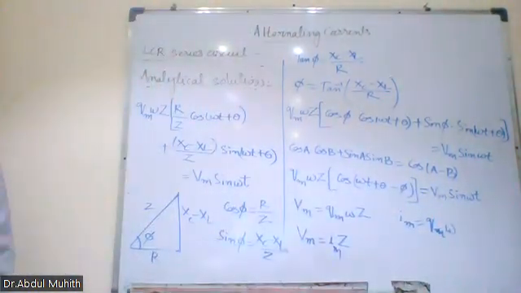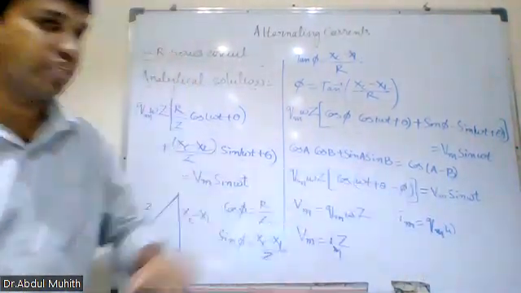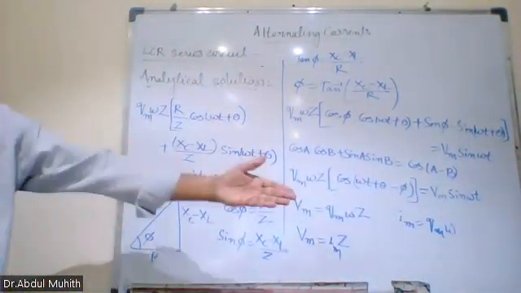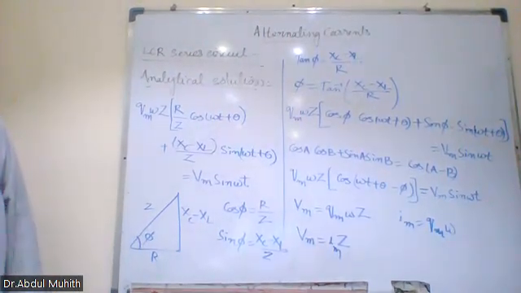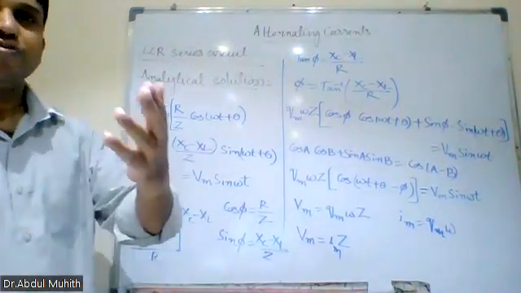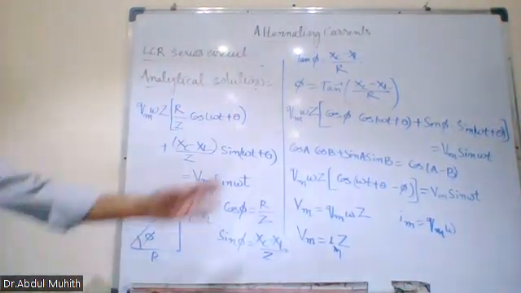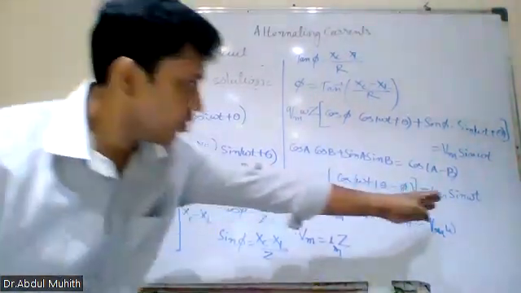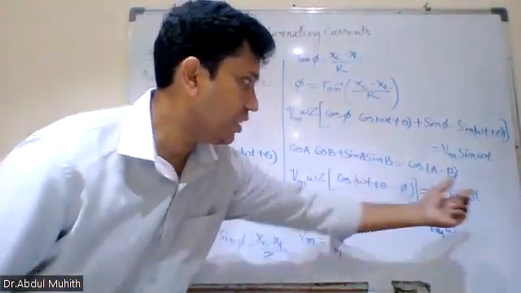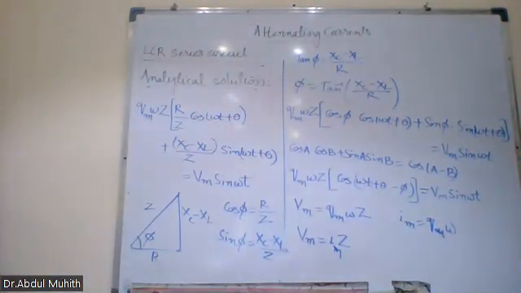This is in sine, this is in cos. What do I have to do now? If I want to convert sine to cos, it's very simple: sine of 90 minus theta is cos theta, is it not? So I can convert this sine into cos and then compare this angle with this angle. Sine omega t can be written as cos of omega t minus pi by 2.